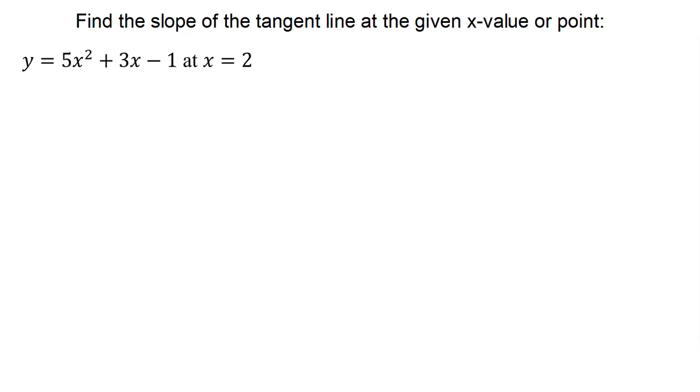All right, this is going to be our walkthrough for the homework assignment titled Finding the Derivative at a Point. So anytime you're asked to find the slope of the tangent line or the slope of the function at a point, or to find the instantaneous rate of change of a function at a point, you just need to take the derivative and evaluate it at the given x value or the given point.